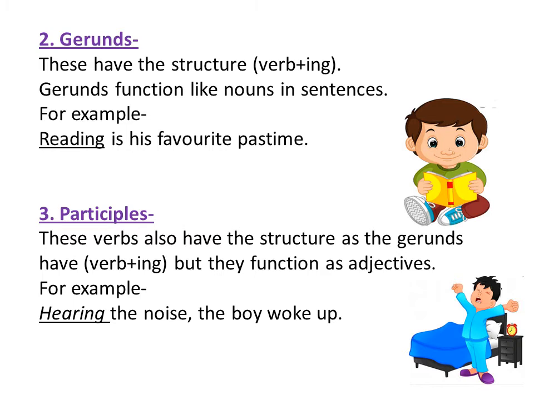Number 3. Participles. These verbs also have the structure as the gerunds have, verb ing, but they function as adjectives. For example, hearing the noise, the boy woke up. The word hearing qualifies the noun boy as an adjective does. It is formed from the verb hear. Therefore, it takes the nature of both a verb and an adjective and is called a participle.